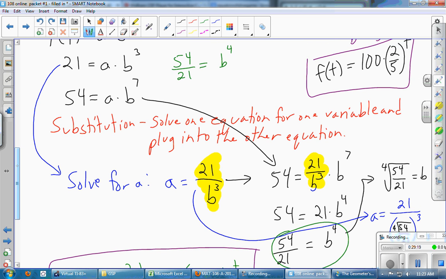So it's a cutesy little trick that happens to be more efficient. The reason that I'm not encouraging folks to use it is that it's a trick. It's kind of a one-off type thing, whereas substitution is a very robust technique for solving systems of equations. All right, when you're ready, move on to the next page.